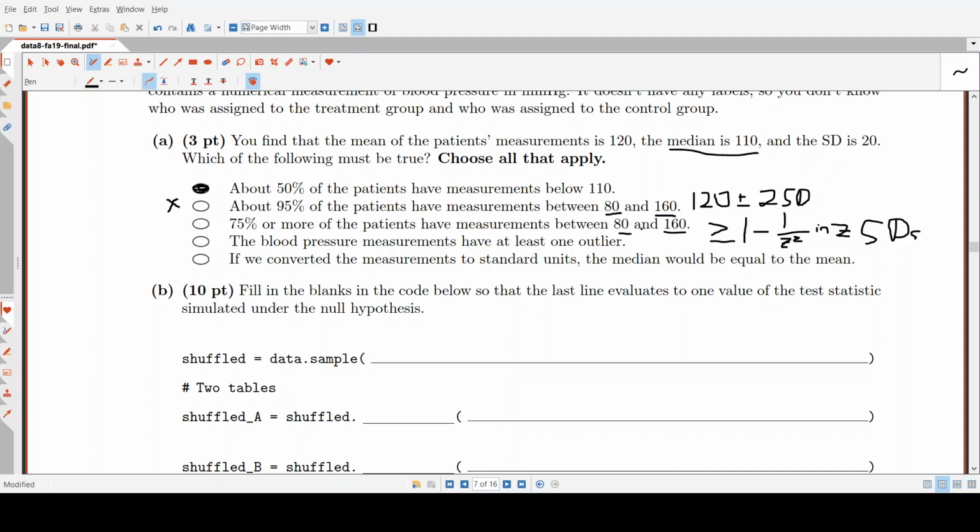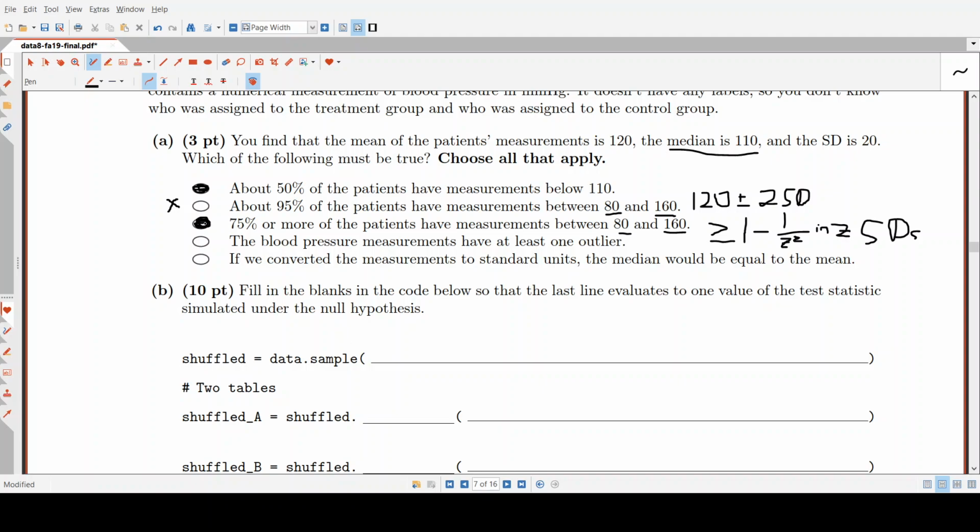So in this case, we're looking at 2 SDs away. So it's greater than or equal to 1 minus 1 over 2 squared. So 1 minus 1/4, which is 3/4, or 75%. So we know by Chebyshev's inequality that at least 75% of the data are within 2 standard deviations of the mean, which is exactly what this option says.